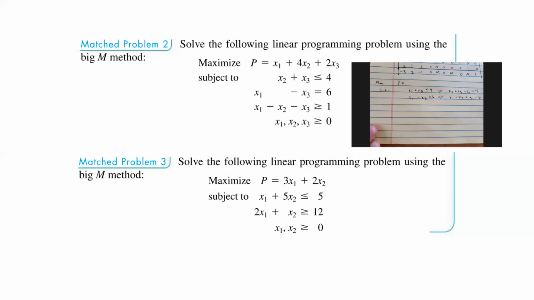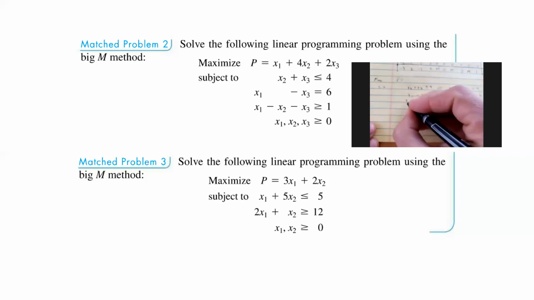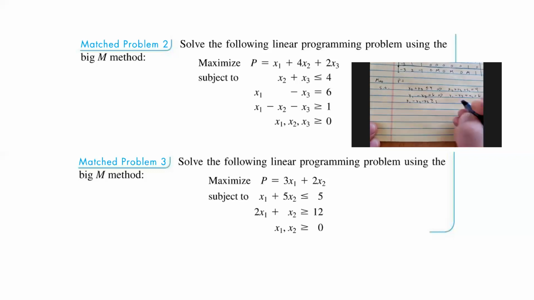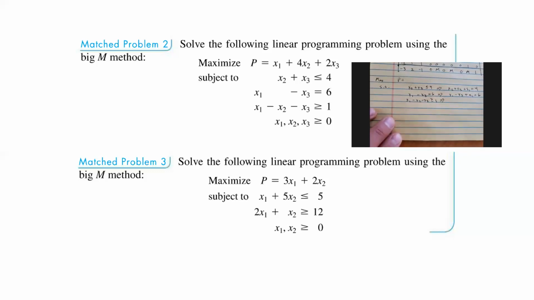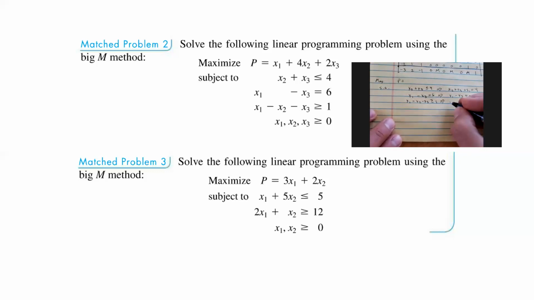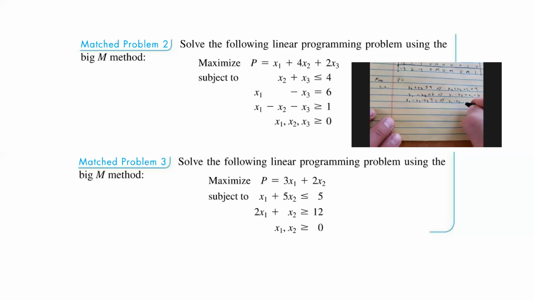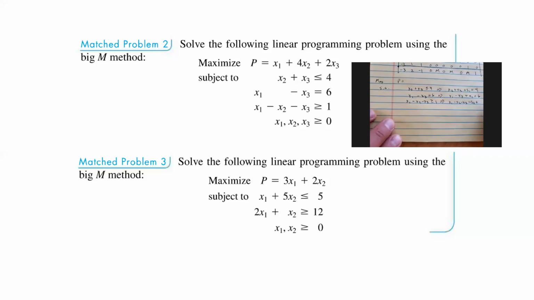And then this next one we have x sub 1 minus x sub 2 minus x sub 3 is greater than or equal to 1. And if we do this one, we're going to have a surplus variable because we need to knock that down, and then we need to add that artificial variable in. So in other words, x sub 1 minus x sub 2 minus x sub 3 minus S2 plus A2 equals 1.